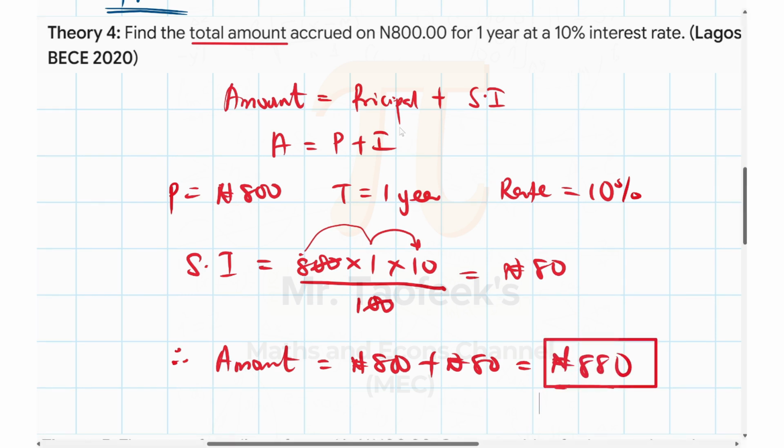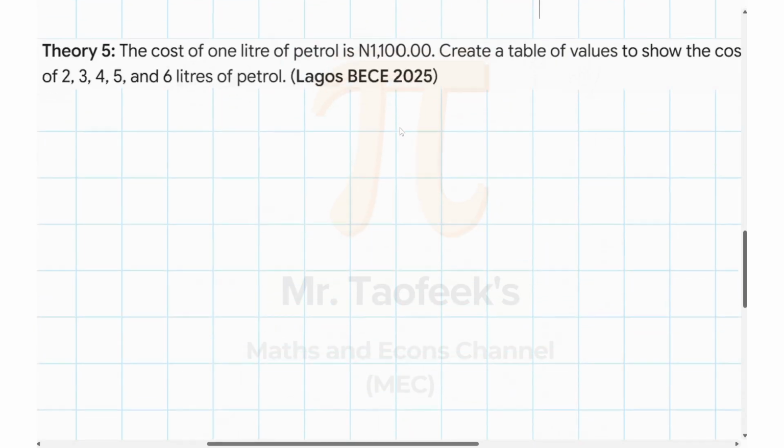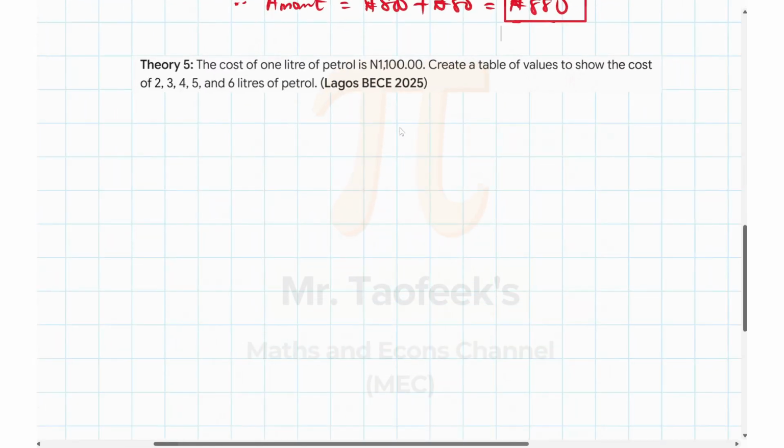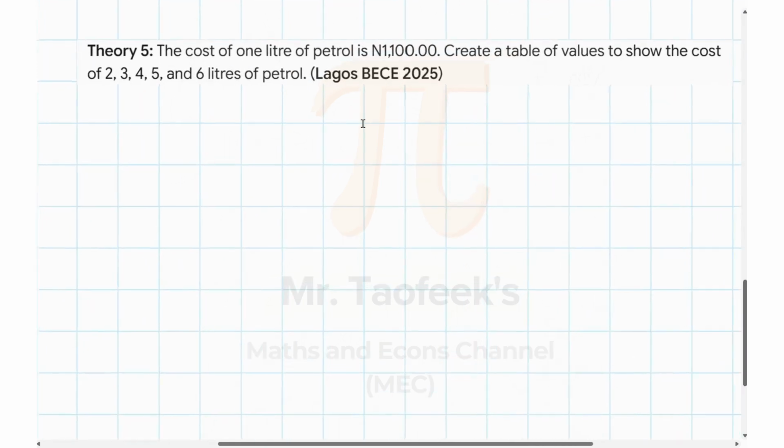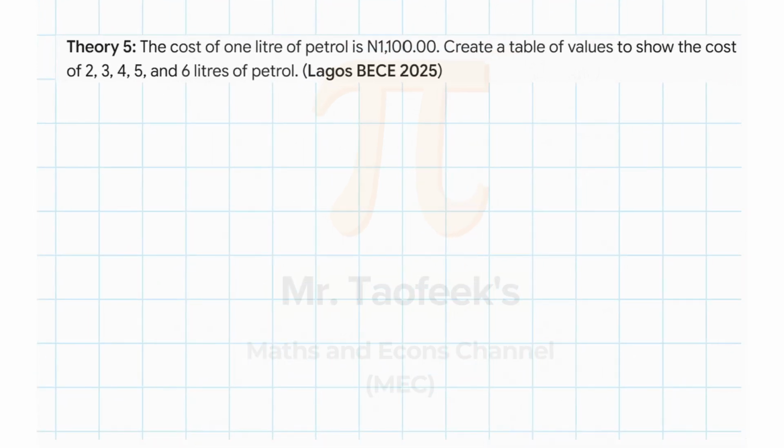Okay, good one. So finally, the last question, question number 5, says that the cost of 1 liter of petrol is 1,100 Naira. Okay, so that's the cost of 1 liter of petrol. So create a table of values to show the cost of 2 liters, 3 liters, 4 liters, and 6 liters of petrol. Okay, so this is very simple.